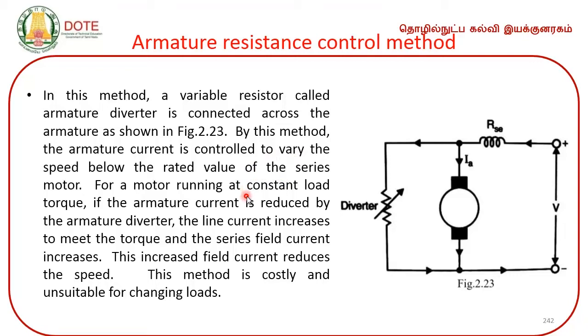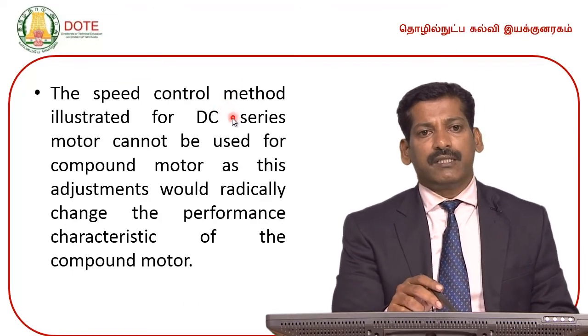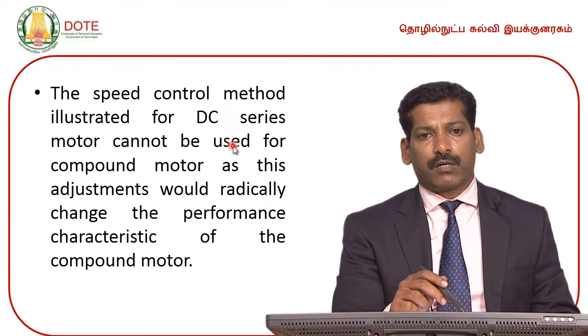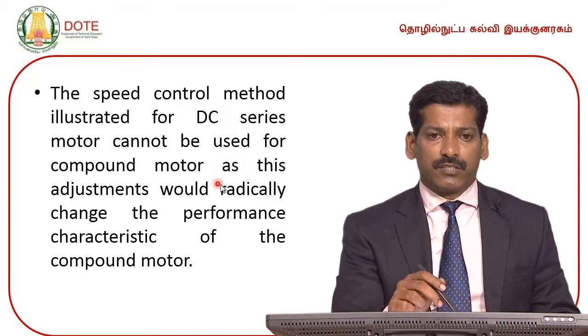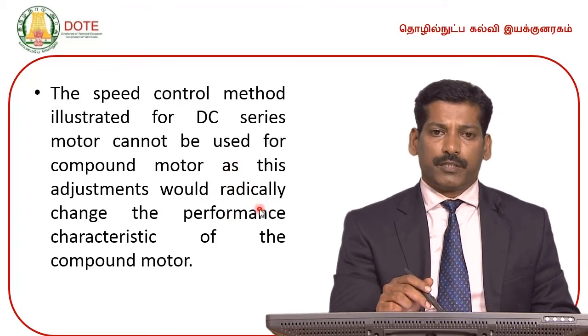For a motor running at constant load torque, if the armature current is reduced by the armature diverter, the line current increases to meet the torque and the series field current increases. This increased field current reduces the speed. This method is costly and unsuitable for changing loads. The speed control method illustrated for DC series motor cannot be used for compound motor, as these adjustments would radically change the performance characteristic of the compound motor.